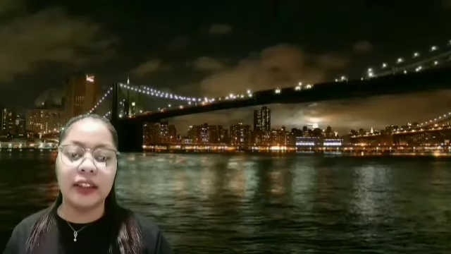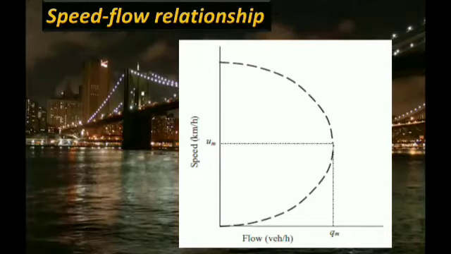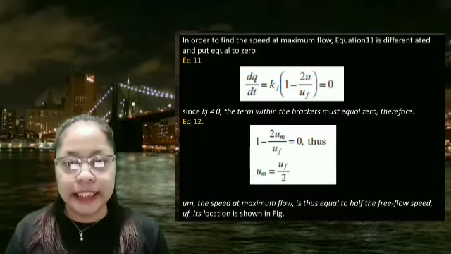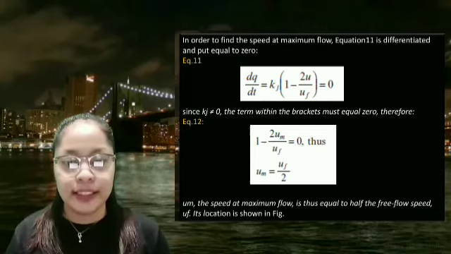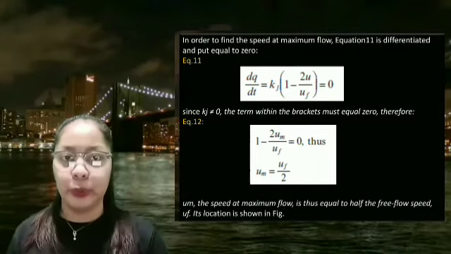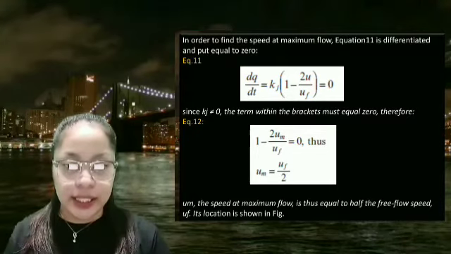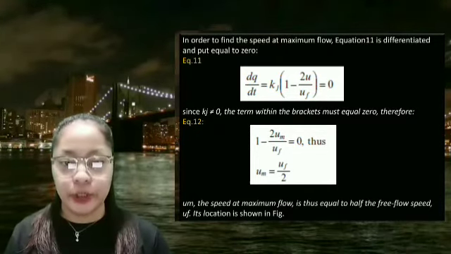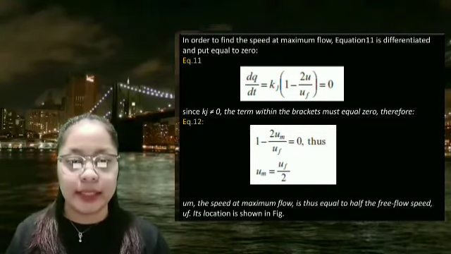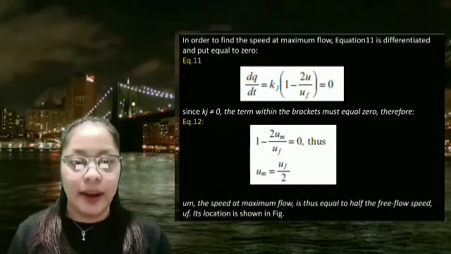So this relationship is also a parabolic relationship. This illustration shows the speed-flow relationship. So dq over du is equal to the jump density times 1 minus 2u over the free flow value, equal to 0. Since our jump density is not equal to 0, the term within the brackets must equal 0, as I said earlier.